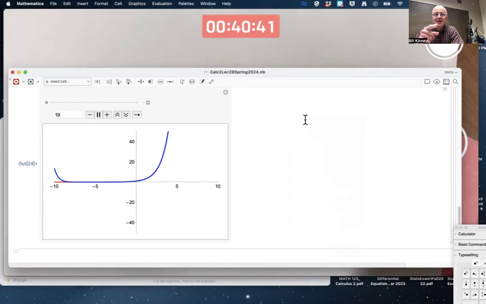Never do these always equal. But in the limit, as n goes to infinity, no matter what x is, the resulting series does converge to the function. They are equal.